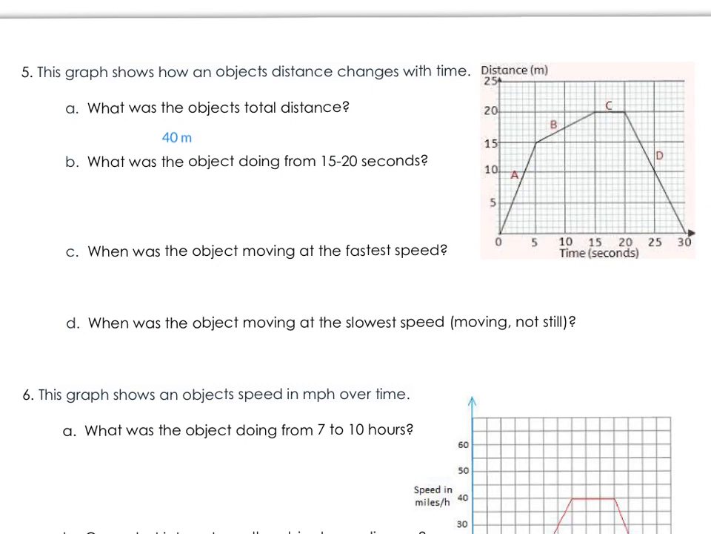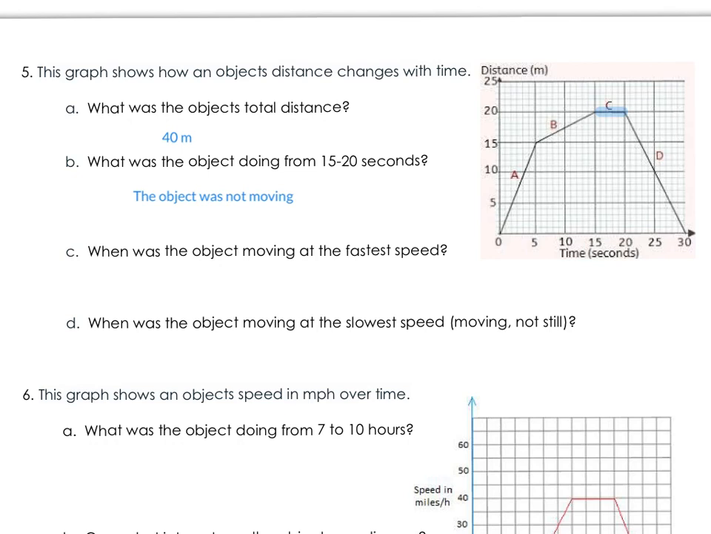What was the object doing between 15 and 20 seconds? Well, if I look on my graph, that's that part C at the top here between 15 and 20. So we can highlight that part. And then what do we think is happening? Well, we have to look over at the Y to figure out what that is. That's the distance. So from 15 to 20, the distance remained the same. So that means the object was not moving between that time.